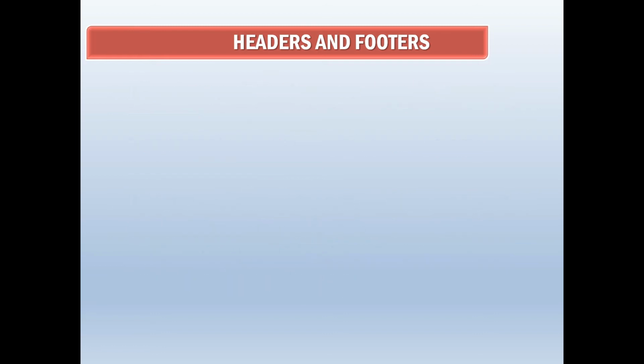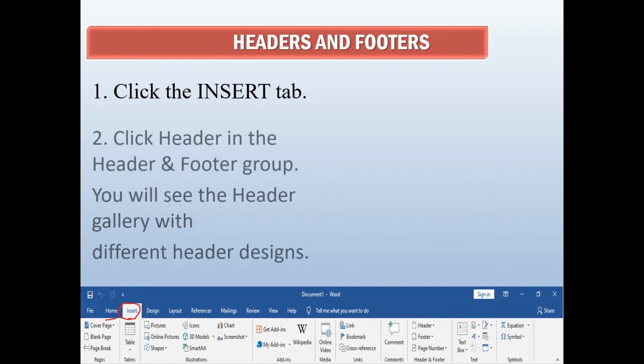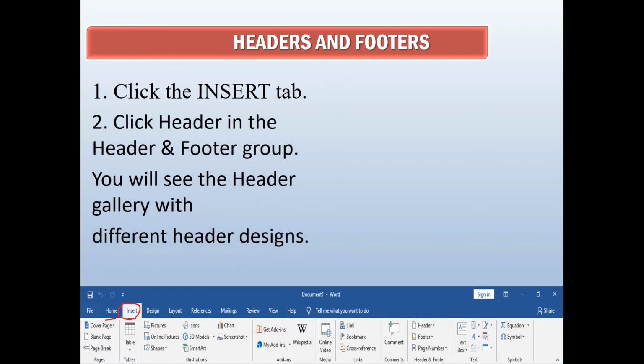So now we'll see the steps to be followed to insert header and footer in a document. Okay, so first step, you have to click the insert tab. See this picture now, near to the home tab you can find the insert tab. So click the insert tab, okay, and click header in the header and footer group. See, where is the header and footer group? Here you can see the header and footer group. Okay, so in that you have to click header.